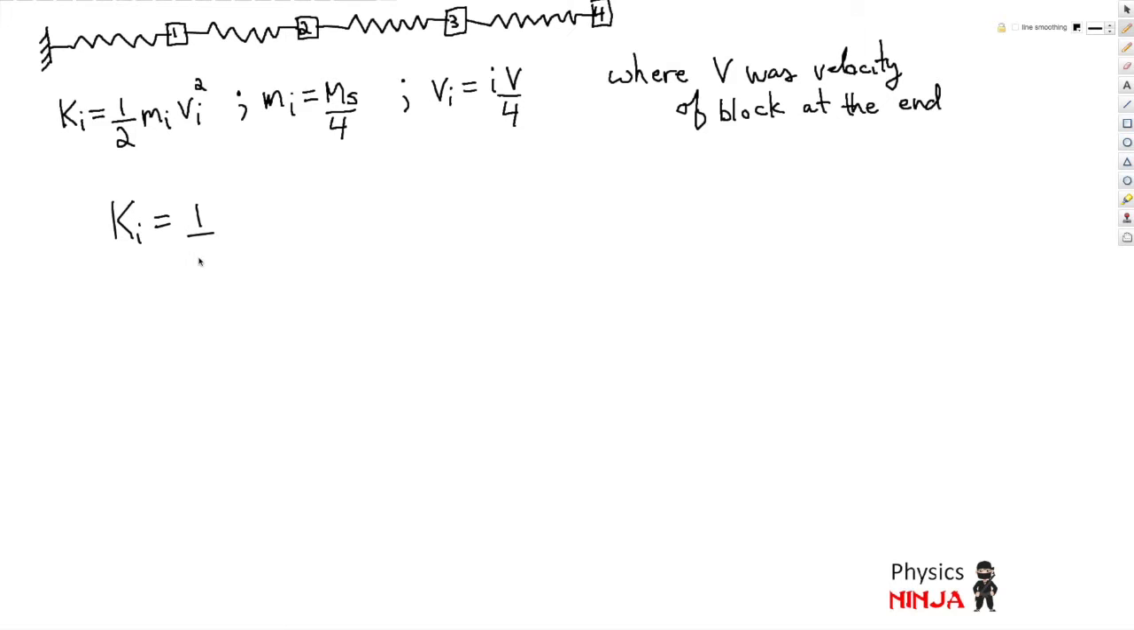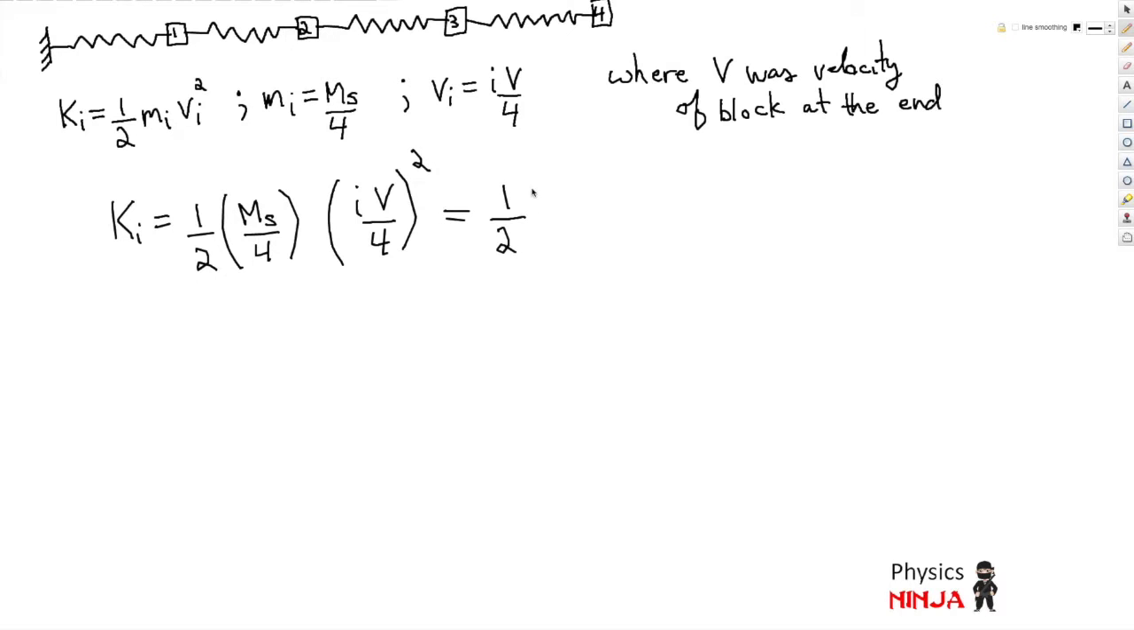Okay, so we have 1/2. I'll substitute the value of the mass of each segment. We have m_s divided by 4. And now I have to square this term. So I have i v divided by 4, and I have to square the whole thing. Okay, we could take this out.